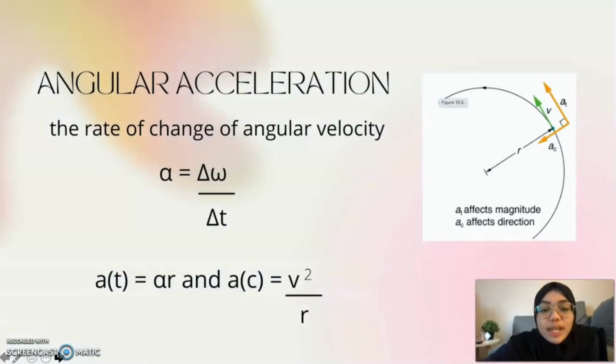Angular acceleration, alpha, is defined as the rate of change of angular velocity. In equation form, it is expressed as follows, where delta omega is the change in angular velocity and delta t is the change in time, with the unit radians per second squared. There are two different components, which are tangential acceleration and centripetal acceleration, as shown in the figure.